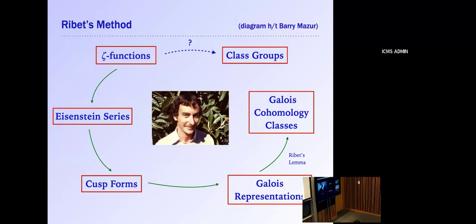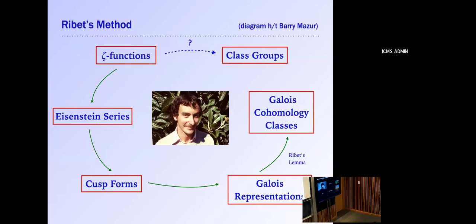And when you have a Galois representation that's generically irreducible, but modulo some ideal is reducible, then you can produce a Galois cohomology class that lives modulo that ideal. And that's Ribet's lemma. I'm going to say a lot about this during this week. So this is the algebraic part of this construction. There's a lot of work that goes into it.